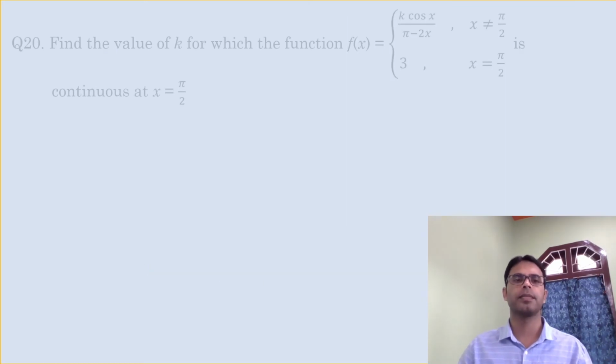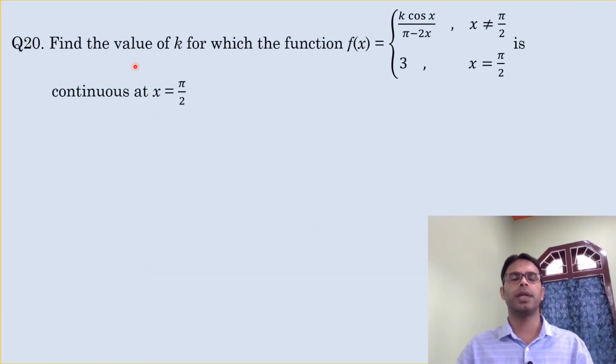Next, this is our question. Find the value of k for which the function is continuous at x = pi/2. So again, the pi/2 point is given, and at this point it is continuous. That means the limit value is equal to the function value. We need not take the left-hand and right-hand limits, because the function is very simple here, not given exponential, not given modulus function. So you can directly take the limit value and the function value.